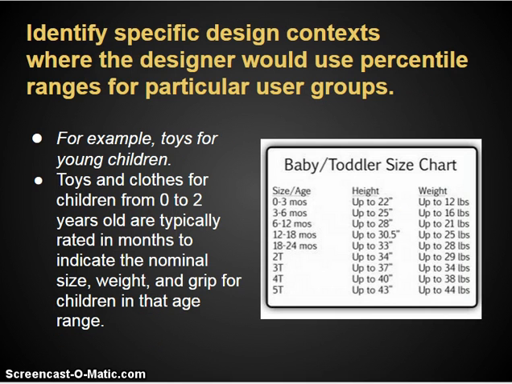Identify specific design contexts where a designer would use percentile ranges for user groups. For example, toys. Toys are designed for certain age ranges of children. There's cognitive abilities, yes, but there's also the physical dimensions of kids. They grow pretty quickly. So toys are typically ranged from 0 to 3 months, 3 to 6, 6 to 9, 9 to 12, and then 12 to 18, 18 to 24, and 1T is 2-year-old toddler, 3-year-old toddler, 4-year-old toddler, 5-year-old toddler, etc. That's where they come up with those designs, and there are specific metrics that measure children that size.